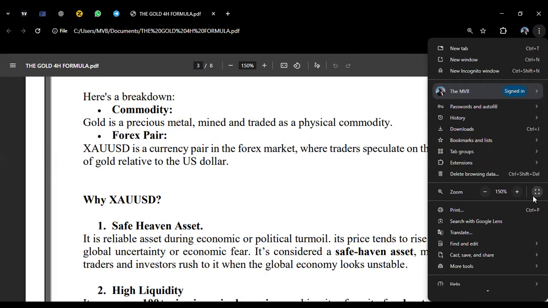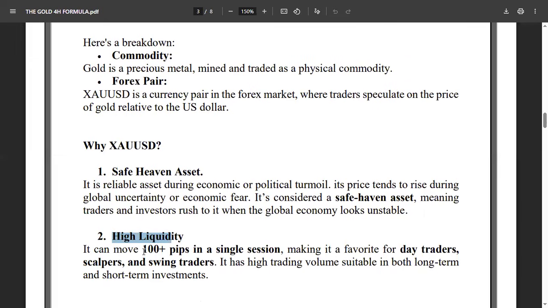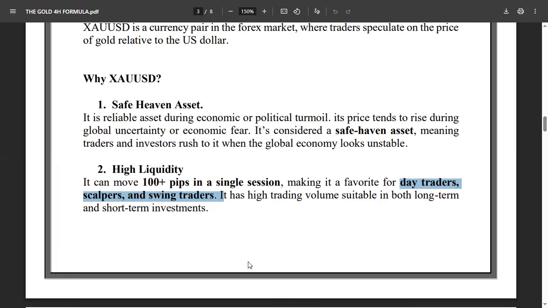So, high liquidity. Why? Gold can give you even 100 pips in just a single session. And sometimes in just a single 4 hour, you can get 100 plus pips. So you can see how this pair is, and that's why we love it so much. And it can be favorable to any type of trader, whether you're a swing trader or a day trader. It is suitable for anyone.